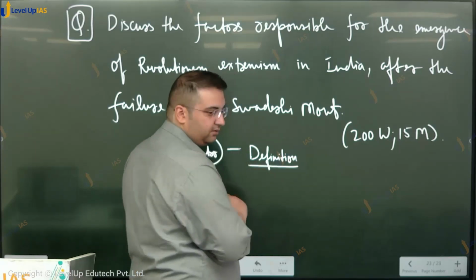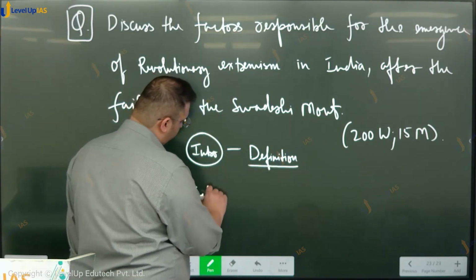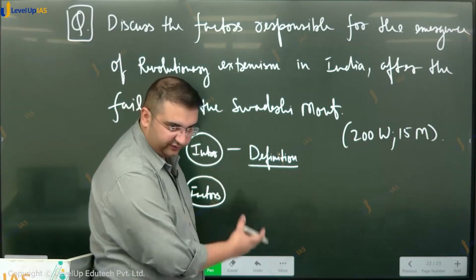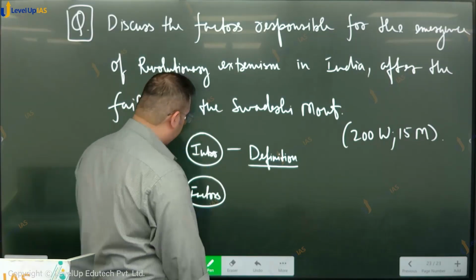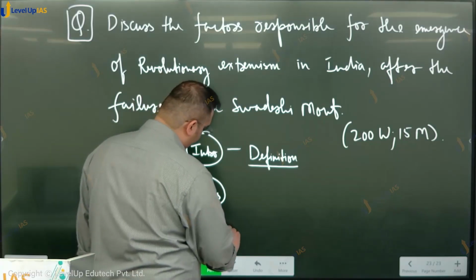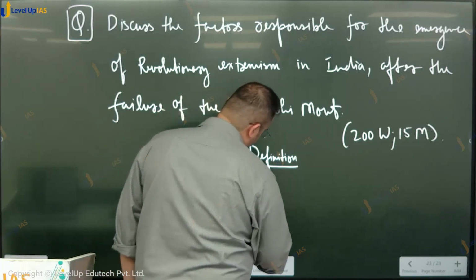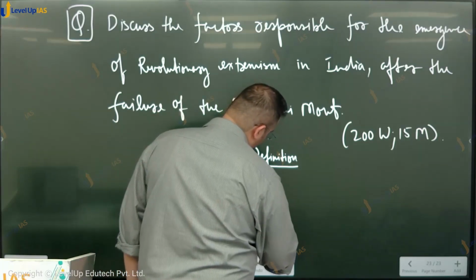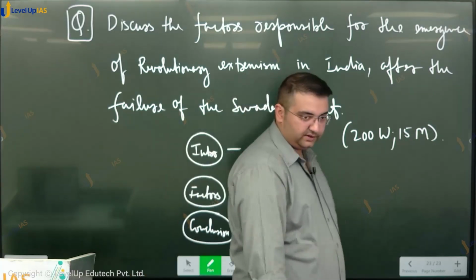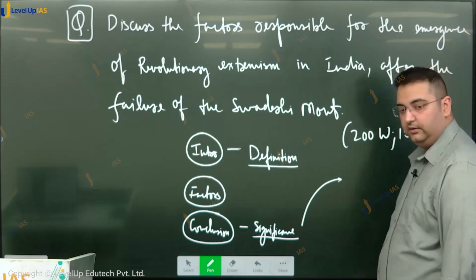मेन बॉडी में the factors that were responsible, जो 6 core set of factors डिस्कस किए उनको इलैबोरेट करना होगा. देन कंक्लूजन में शॉर्ट वर्ड ऑन दी significance of the revolutionaries. क्या significance?